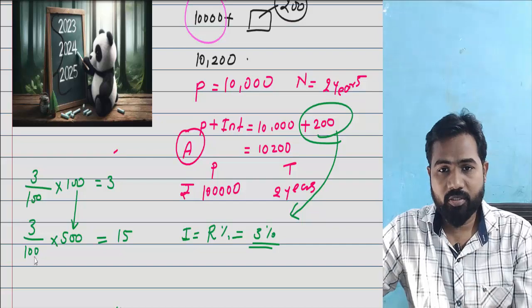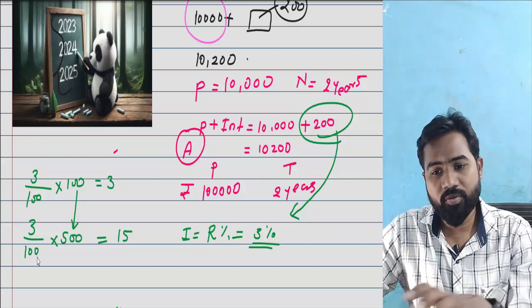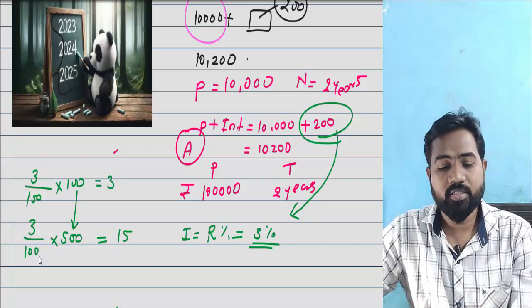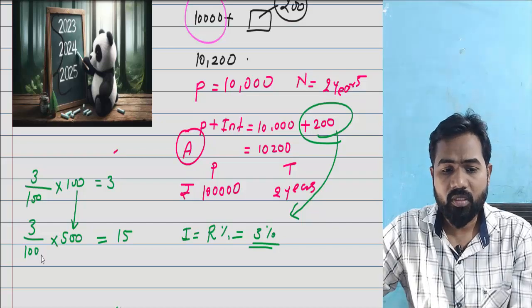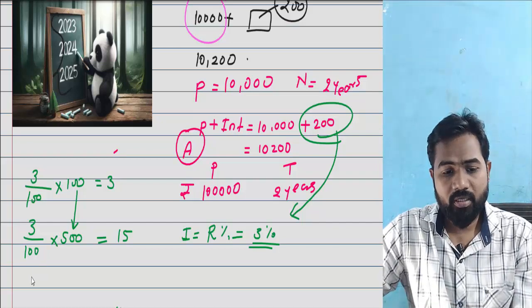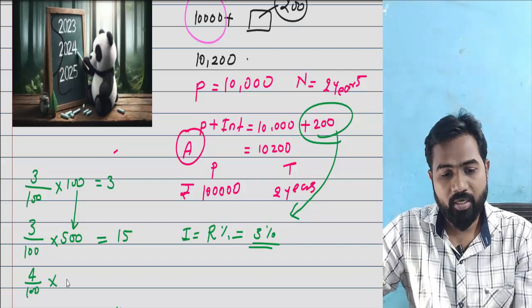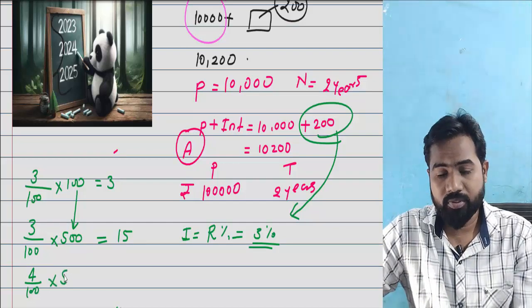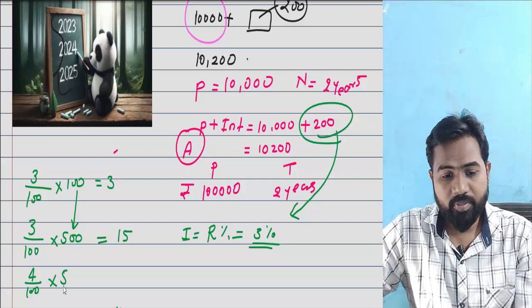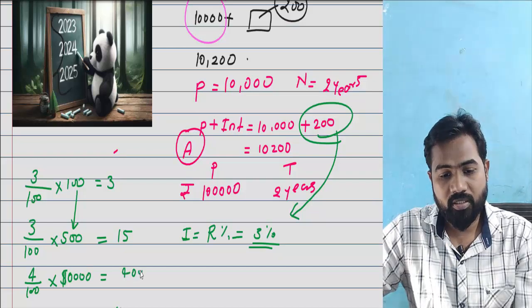That is 3 rupees on 100 rupees after 2 years. That is the rate decided by the bank. Suppose the rate decided by the bank is 4%. So you have to do 4 divided by 100 multiplied by your principal amount. What is your principal amount? Suppose your principal amount is 10,000. Now you have to pay 400 as interest.